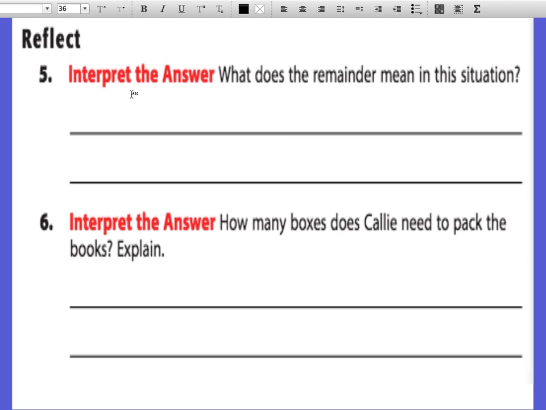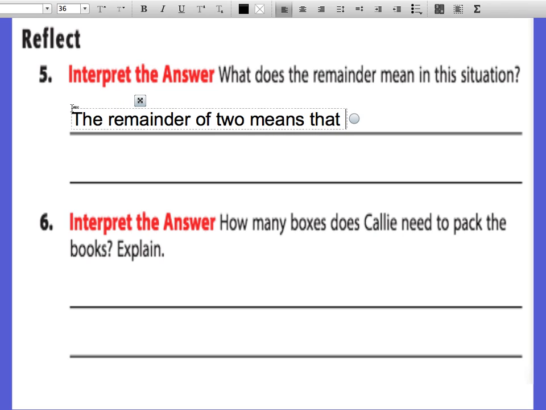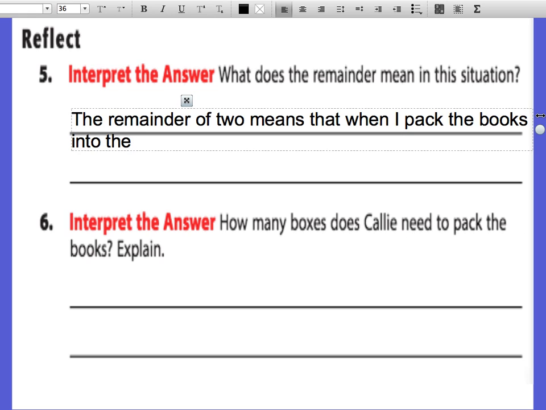Okay, so what does the remainder mean in this situation? The remainder of 2 means that when I pack the books into the, how many was it? 154 boxes, that I will have 2 books that were not packed.